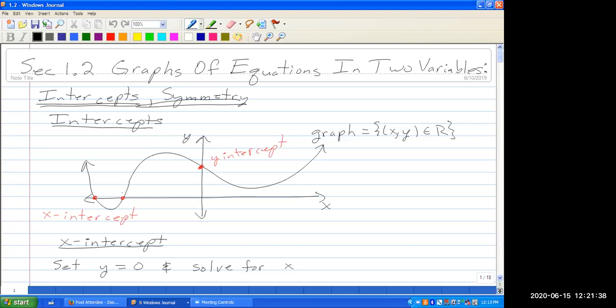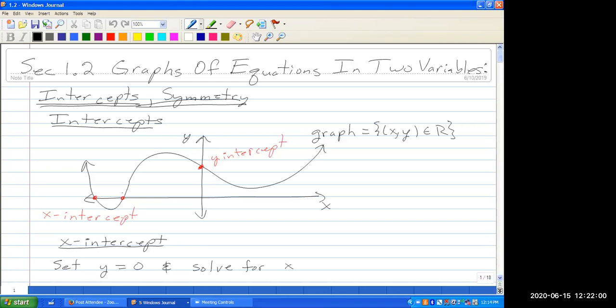Point 2, graphs of equations in two variables, intercepts, symmetry. So let's first look at intercepts. Suppose I have some curve, and let's do this relative to some coordinate system, say this coordinate system.